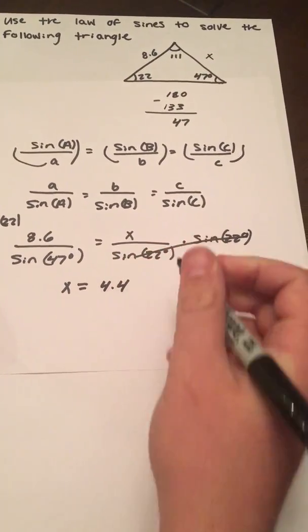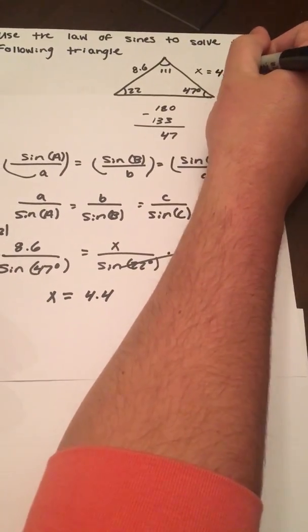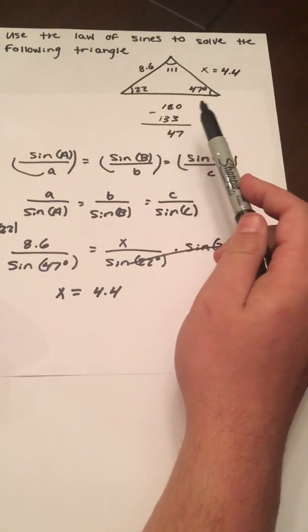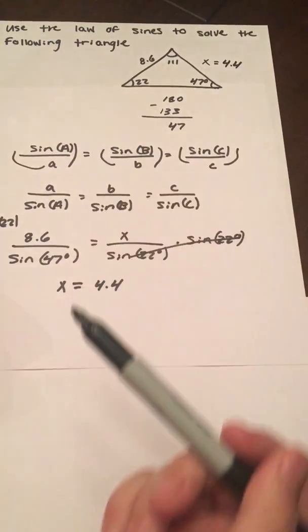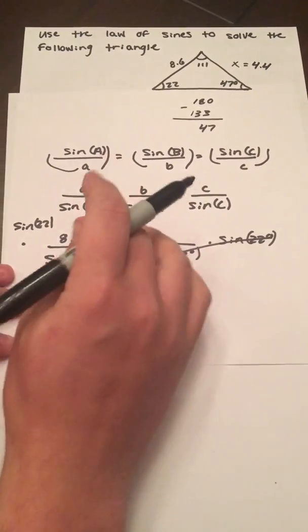4.4. Okay, now we have this side right here. So x equals 4.4. So now we have two sides. To solve for the rest of the triangle, all we have to do is use the same equation and plug the numbers in. So we're going to use a still.